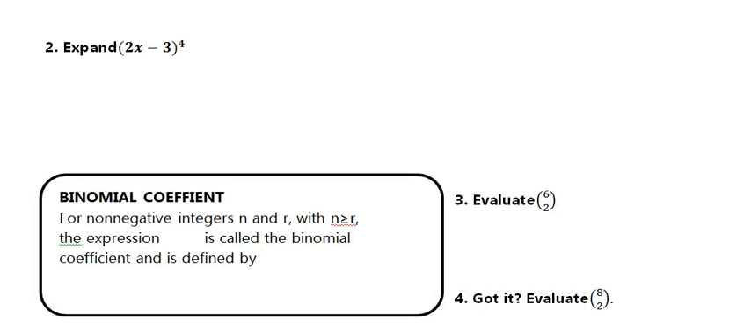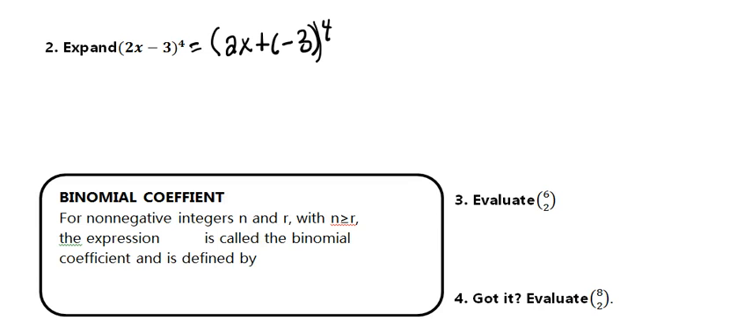So this is where the binomial theorem comes in handy. If we were to expand 2x minus 3 to the 4th, I would go ahead and rewrite this as 2x plus a negative 3 to the 4th power, and that will help us out when we identify our a's and our b's to find the pattern. So let's go ahead and start.